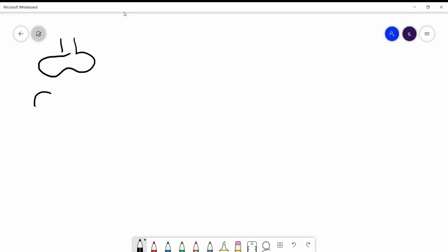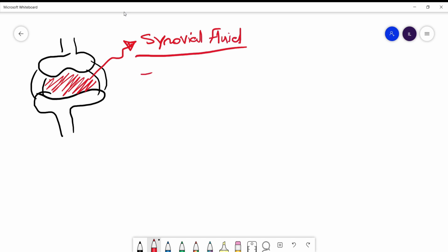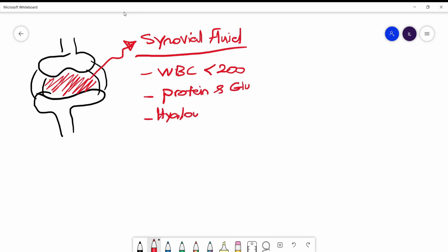So let's see, this is the joint, and here we have the synovial fluid. First step, we have to know what is the normal synovial fluid analysis. So first of all, white counts will be less than 200. That's normal, no issues. And also you think about synovial fluid as plasma filtration fluid, which has protein, glucose, and also hyaluronic acid, which is responsible for the viscosity as we mentioned in the first video.